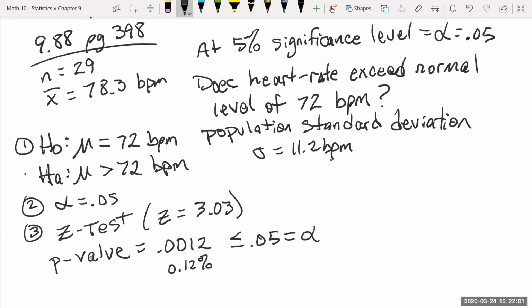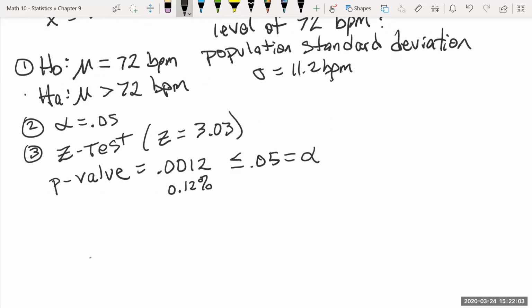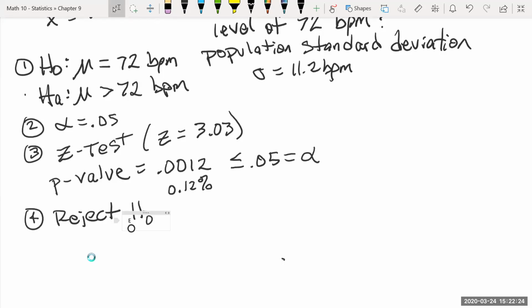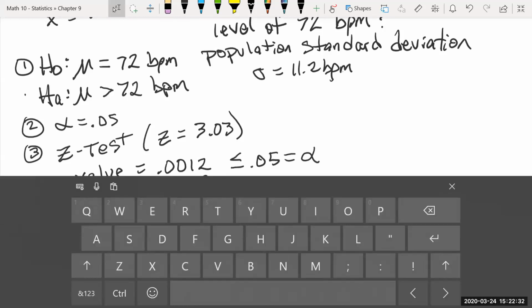So that's my fourth step, is to say, reject the null hypothesis. I don't know where that E came from. So we reject the null hypothesis. I apologize for that E. I don't think I know how to get rid of it. I wonder if I can clear it. Delete. All right. So that's gone.